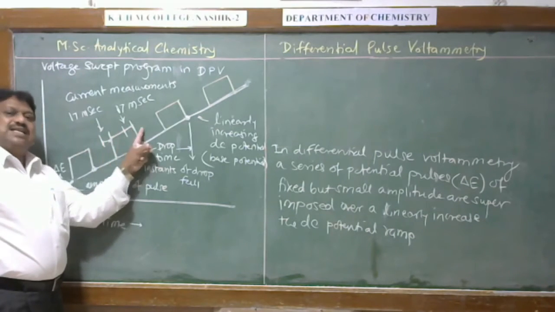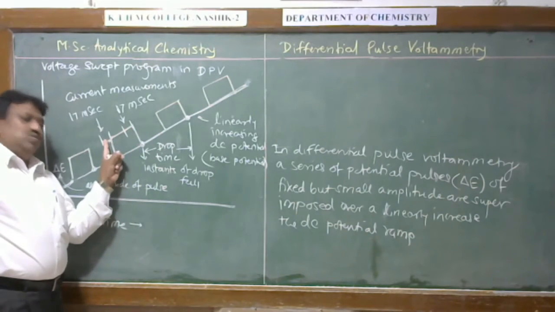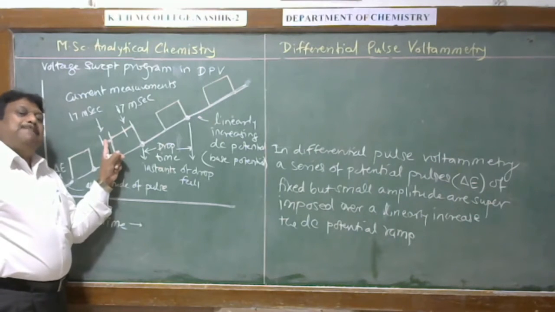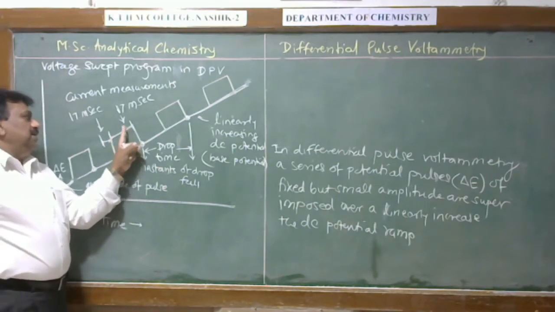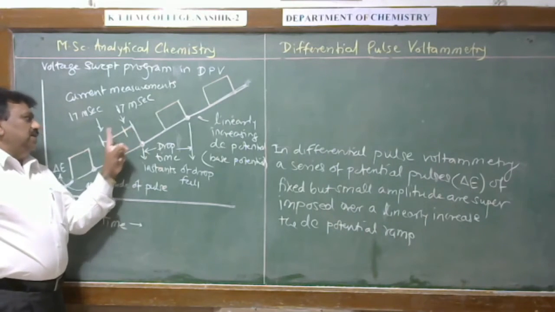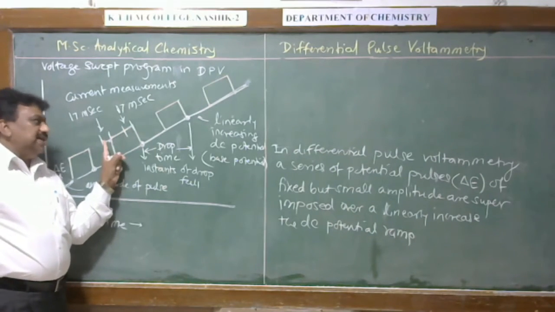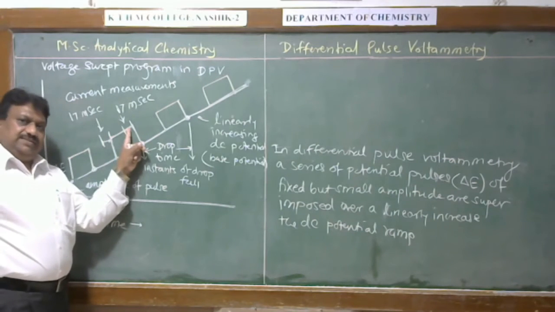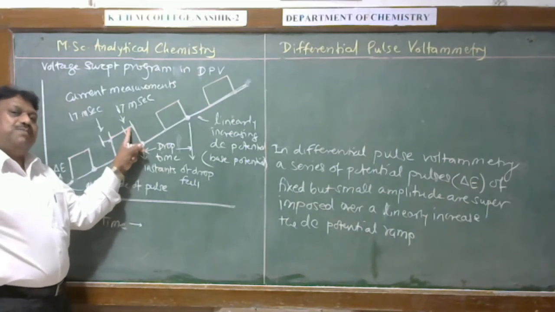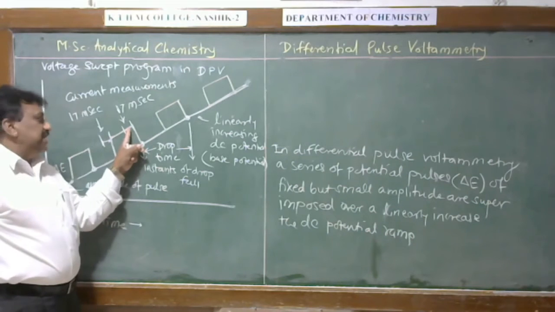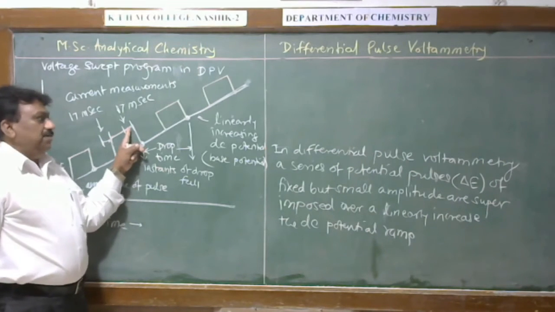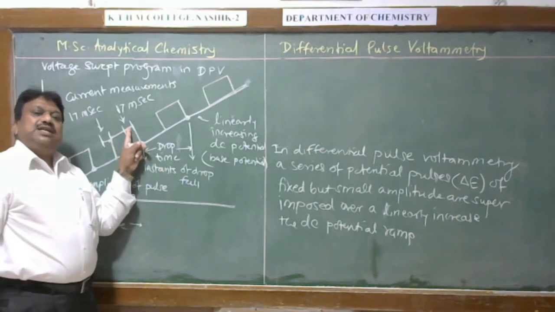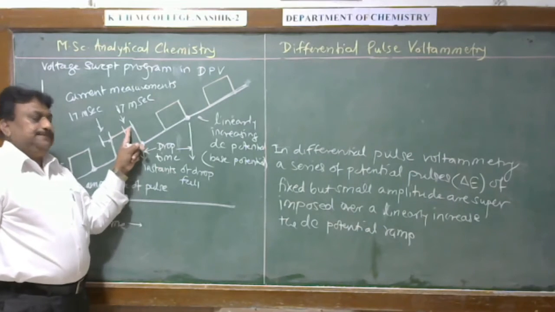These two currents are sampled. This current is associated with a background current, this current is also associated with background current, but from this total current, when this background current is subtracted, we have Faradaic current. And therefore, sensitivity of measurement can be increased up to 10 raised to minus 9 by differential pulse voltammetry, because we can eliminate the interference of background current.